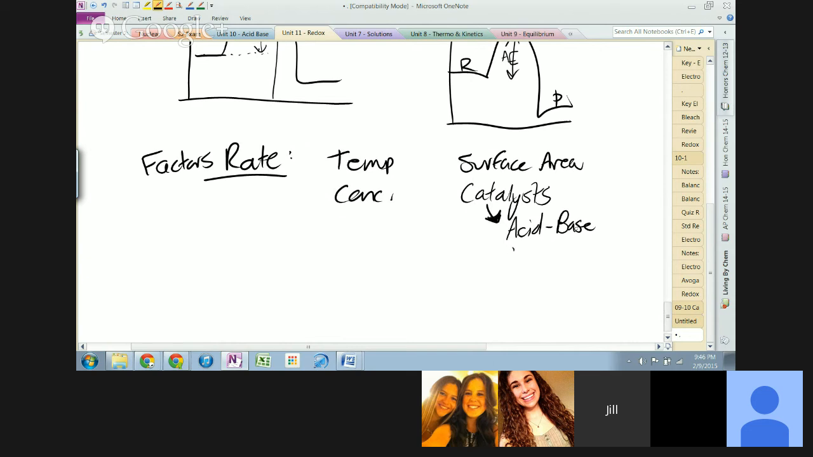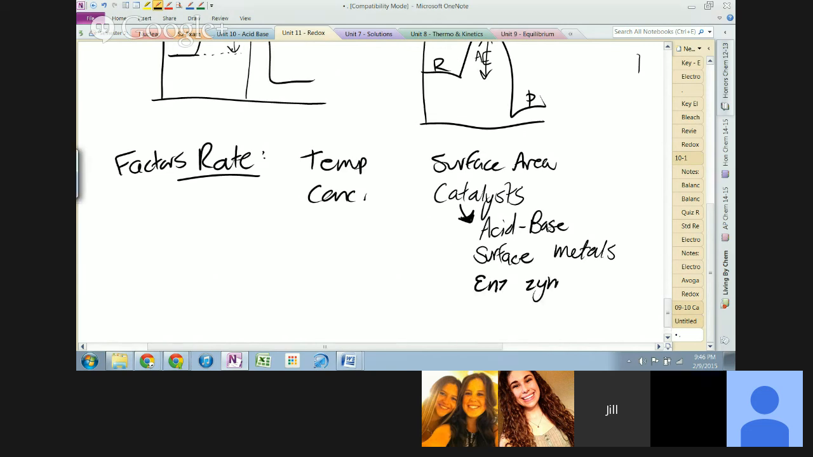You've got the surface catalysts, and those are typically metals, and so they've just got a sea of electrons that you can steal electrons from, or gain electrons from, or donate them to. And then you've got enzymes, which are the biological catalysts that hold them in place.